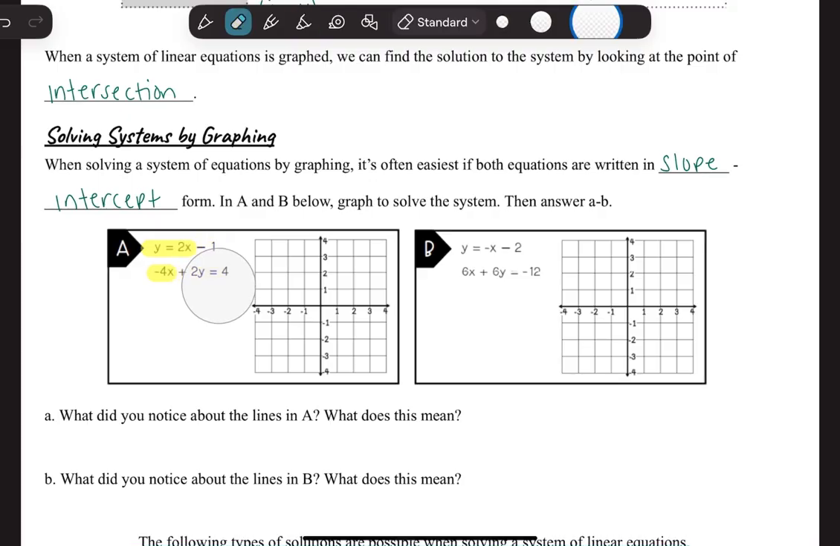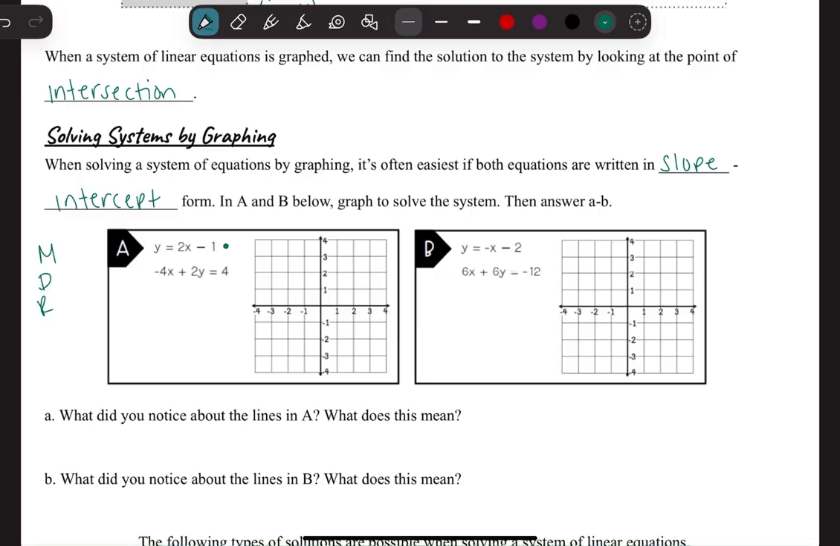We have to make sure that both of these equations are in slope-intercept form. The first one is already in slope-intercept form, so we can leave that one alone and graph it. The second one is in standard form, so we have to get it into slope-intercept form. There is a video posted in Google Classroom about getting the equation in slope-intercept form using Desmos. That method is called the MDR method. So if you do not know the MDR method, you can go to Google Classroom and watch that video.